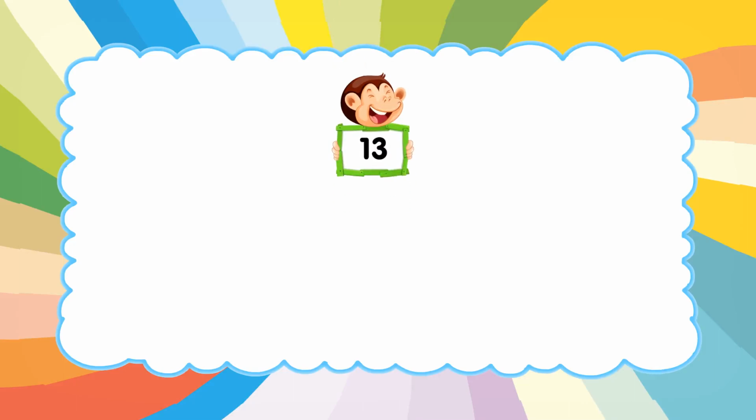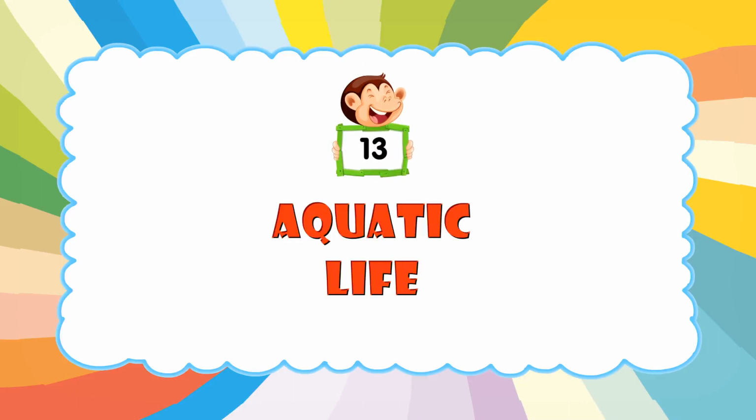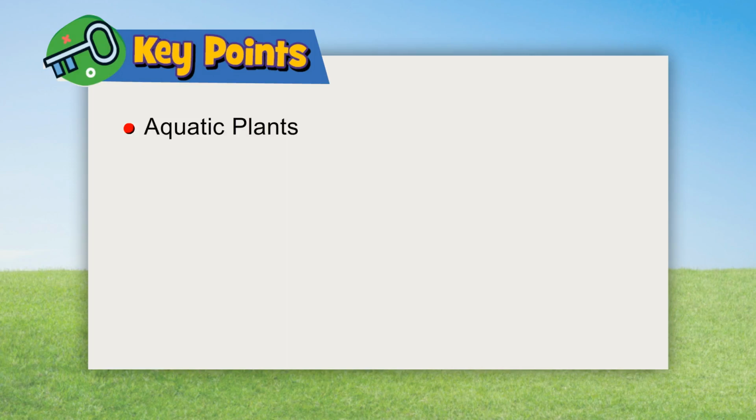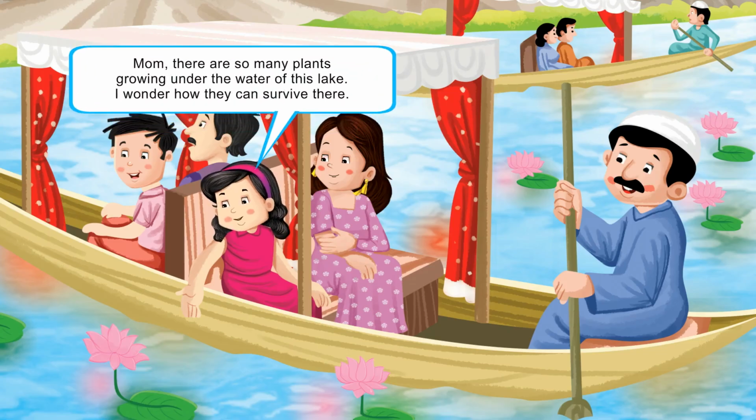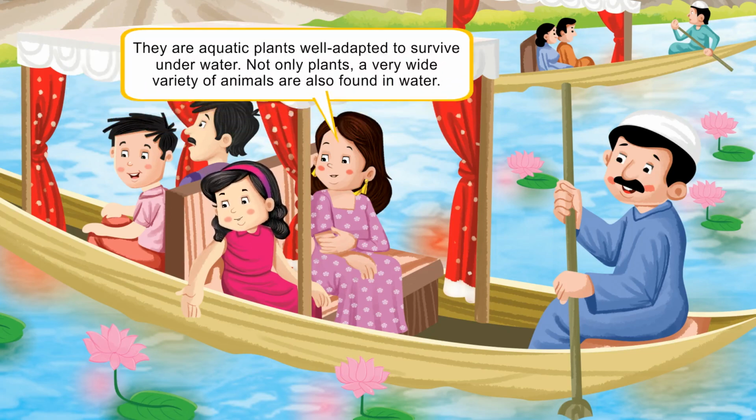Chapter 13. Aquatic Life. Key points. Aquatic plants. Aquatic animals. Mom, there are so many plants growing under the water of this lake. I wonder how they can survive there. They are aquatic plants, well adapted to survive underwater. Not only plants, a very wide variety of animals are also found in water.